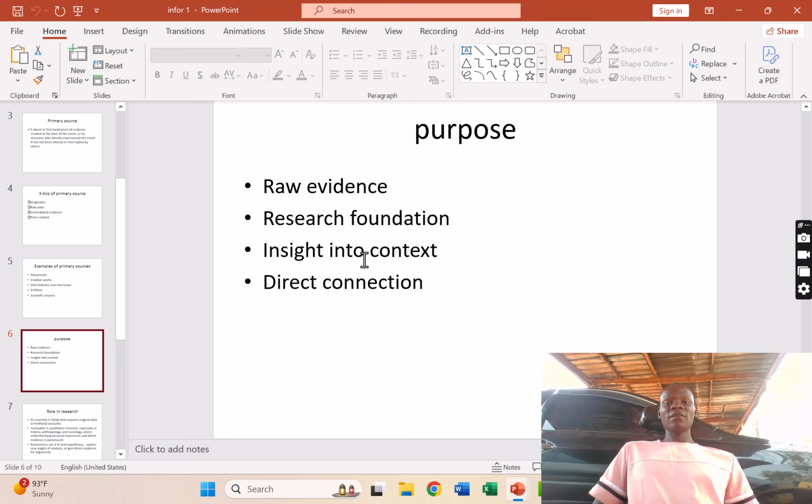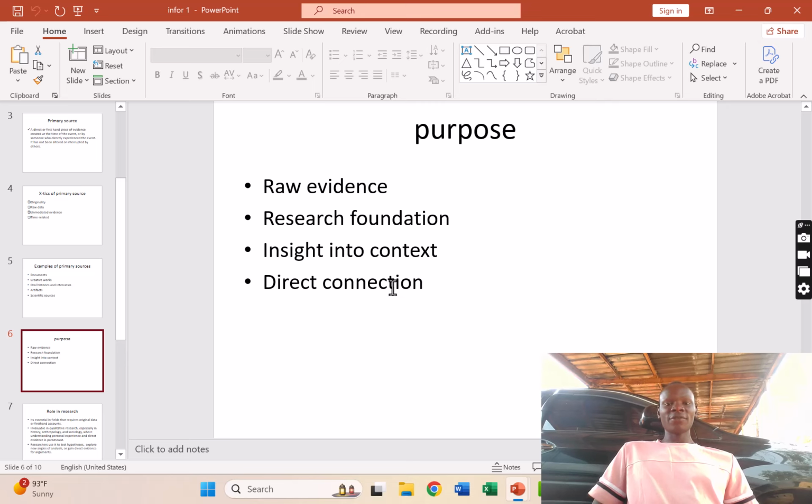Then you have the insight into the context. They allow researchers to understand events, figures, or phenomena from the perspective of those who lived them. See, this is the original insight whereby you critically think and you come out with an answer after your research findings. So after gathering those research findings, you first analyze them, as the researcher, to see if the things you have gathered are correct.